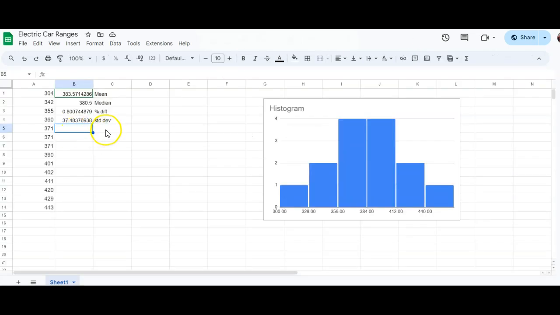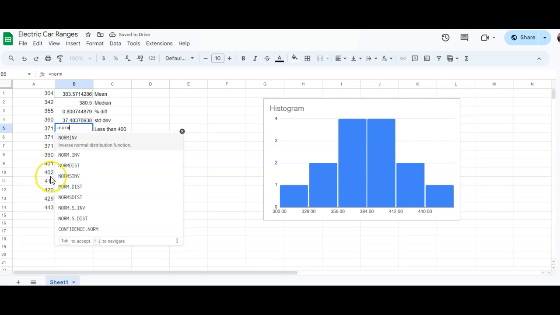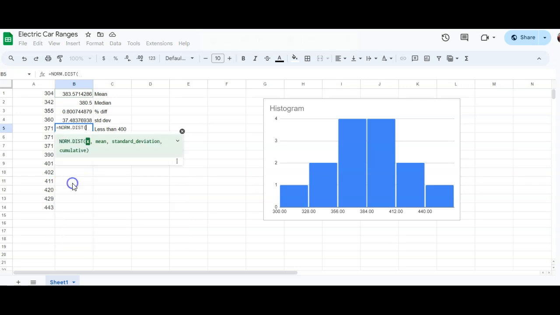So I'm going to type out here to the side, less than 400. The way I do it is equals NORM.DIST right there with the dot between it, or this one. Both of them do the same thing. There's some redundancy here. I always use the one with the dot between it. The value you want to be less than is 400, comma, the mean, I just click that, comma, the standard deviation is next. I just click that.